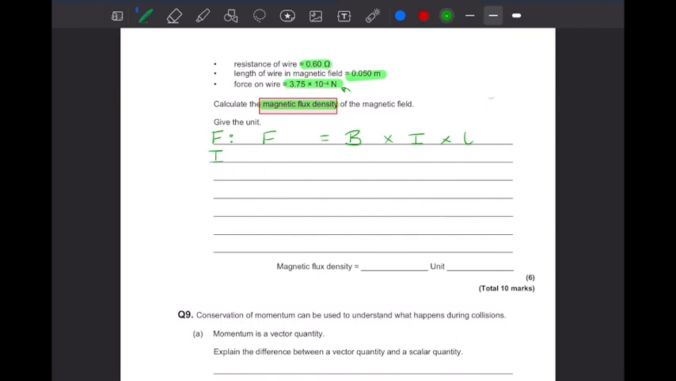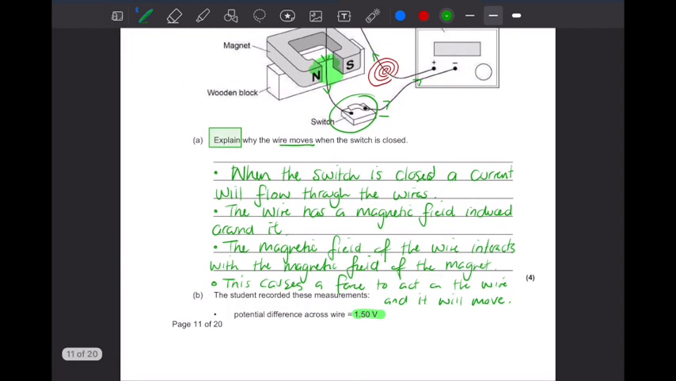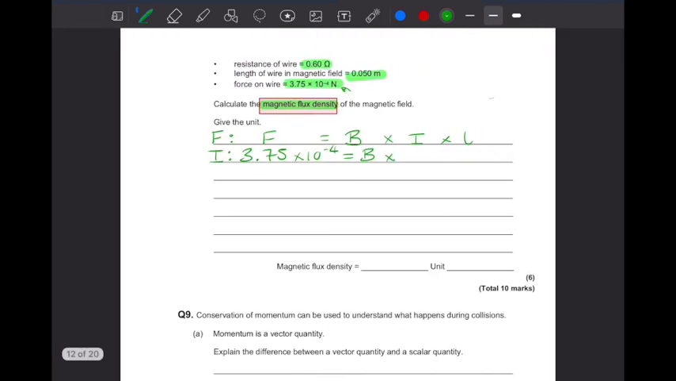So I'm going to input my data and let's see which of these I need. So the force, now I've given the force here, it's 3.75 times 10 to the minus 4 is equal to magnetic flux density, B, which we don't know, so we're going to leave it as B, times current. Okay, we have not been given a current. We've got a potential difference, resistance, a length, and a force. We don't know a current. Times the length of the wire. The length of the wire is 0.050. And it's in meters, so that is the correct unit.